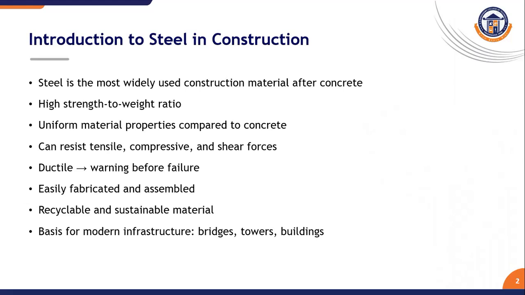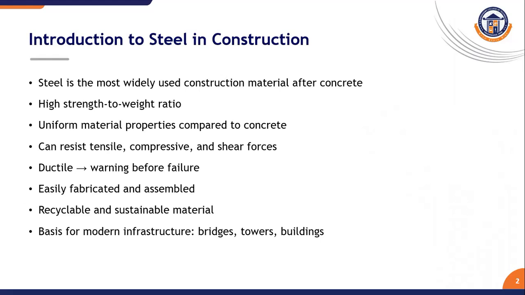Introduction to steel in construction. Steel is one of the most widely used construction materials, next only to concrete. The main reason is its high strength to weight ratio, which means steel structures can carry heavy loads with a relatively smaller cross section. Unlike concrete, steel has uniform material properties, which makes the analysis and design more reliable.